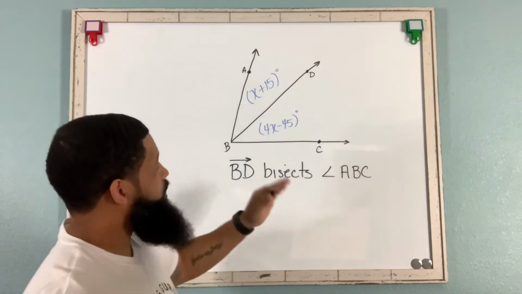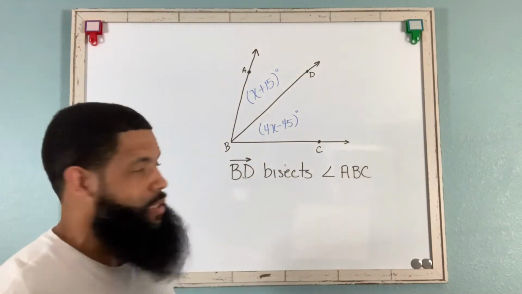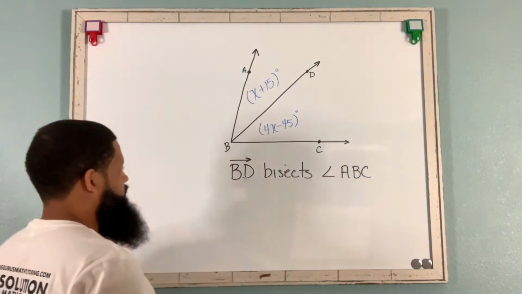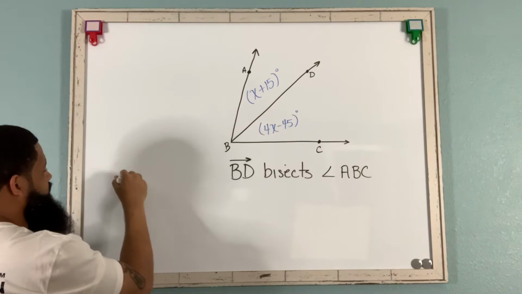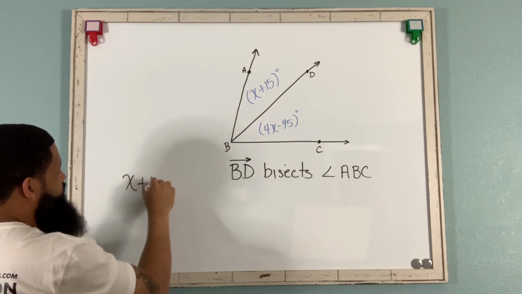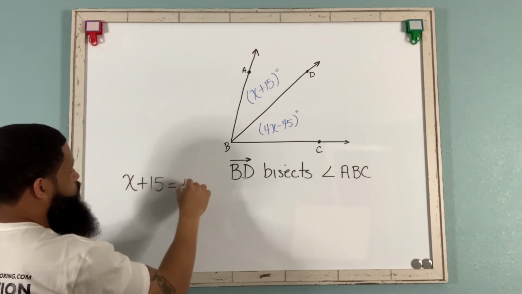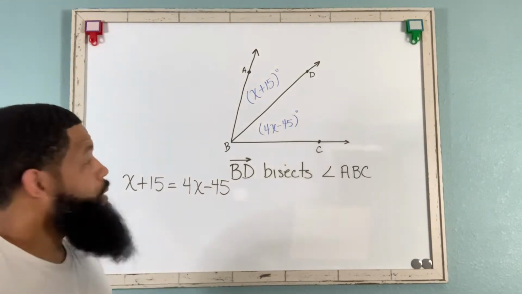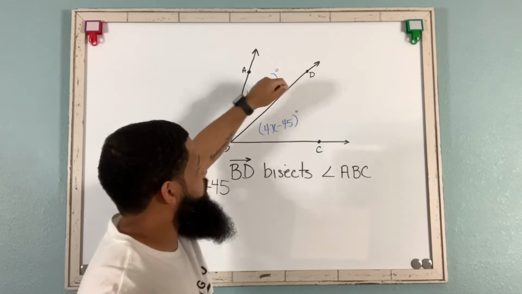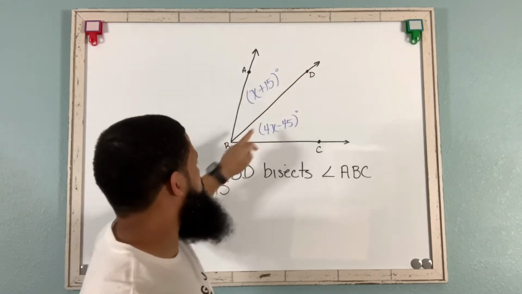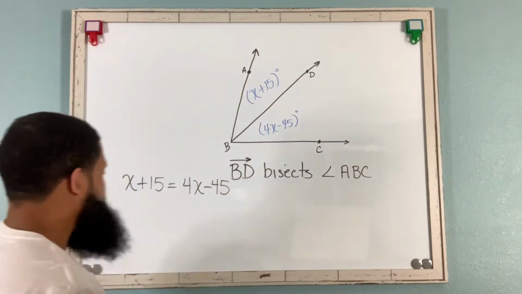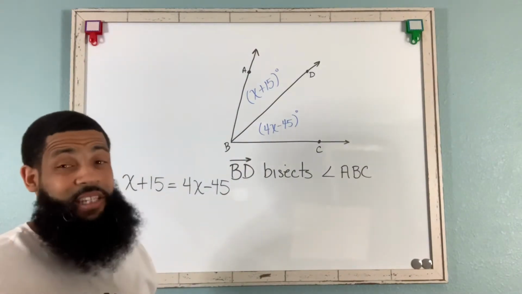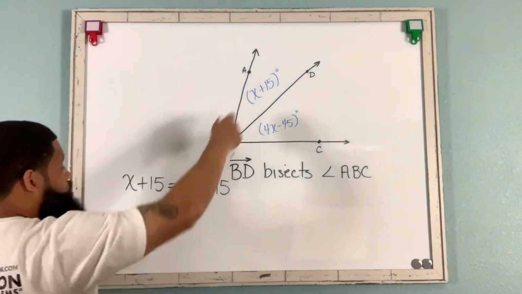So if ray BD bisects angle ABC, then now I can create this equation. X plus 15 is equal to 4X minus 45, because that means angle ABD is congruent to angle DBC. If I solve this equation, I can find the value of X, and I can also find the measure of each of those angles.